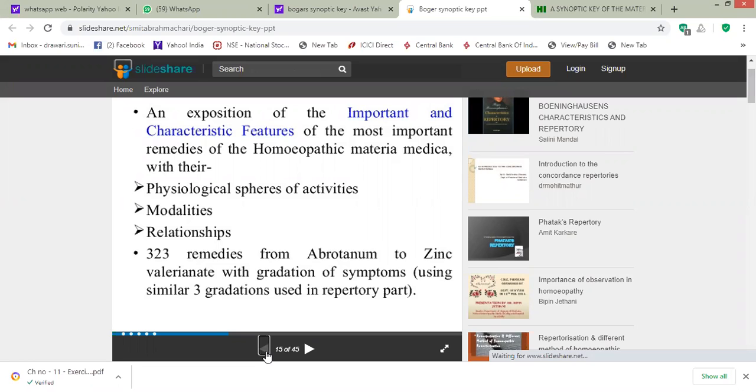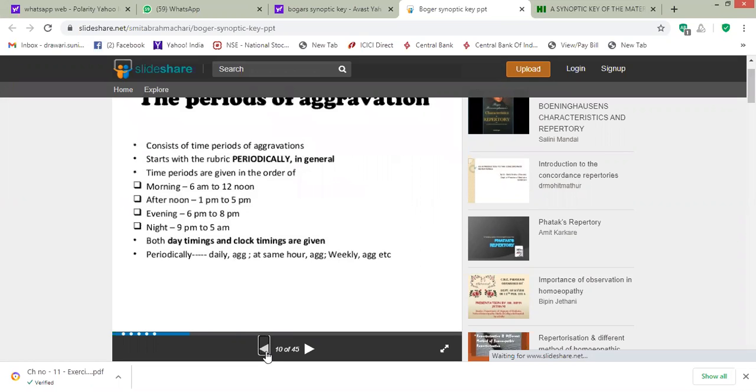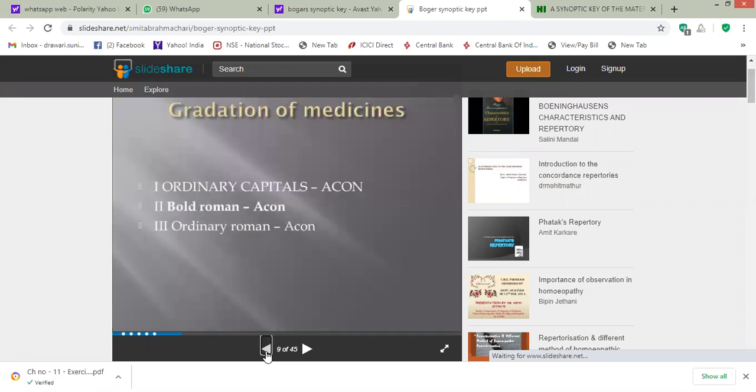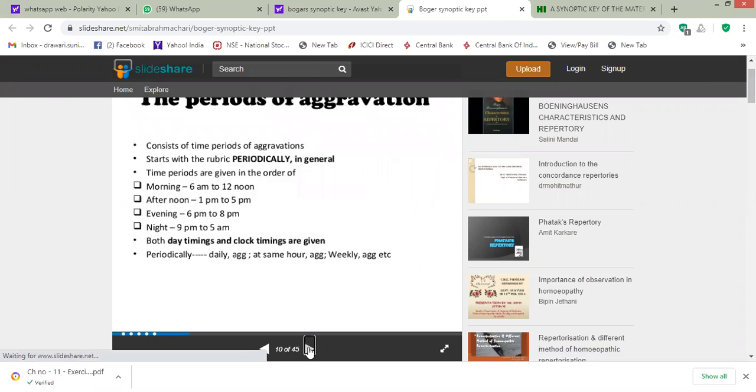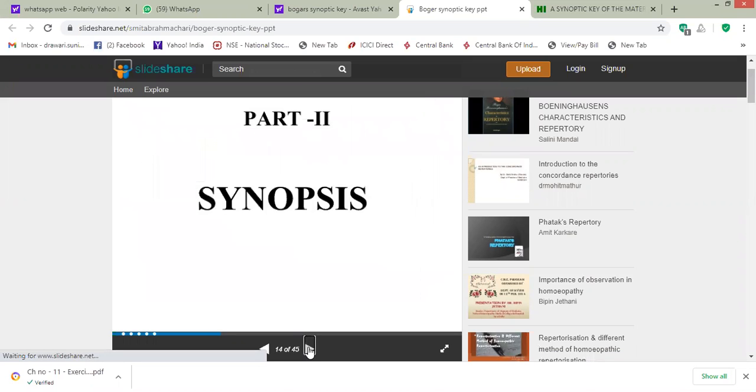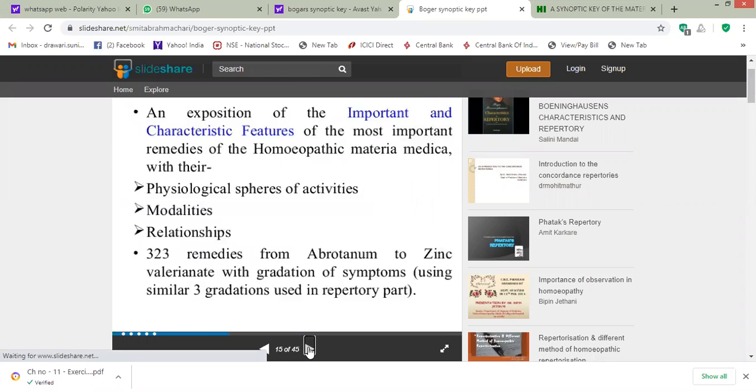How are the grades written in this repertory? There are three grades: capital, bold Roman, and ordinary Roman. In this way, to write the rubrics in the synopsis part under each remedy, they have used three gradations according to their importance. Some symptoms are arranged in capital letters, some in bold Roman letters, and some in ordinary Roman letters.